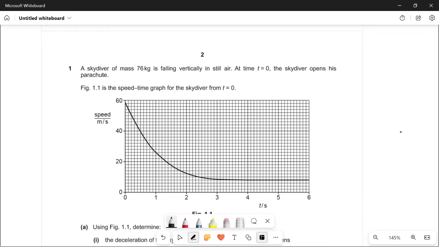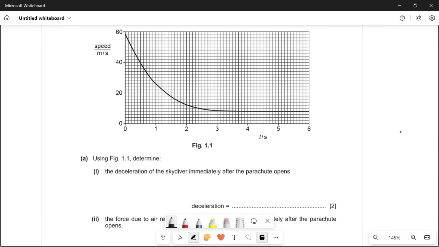A skydiver of mass 76 kg is falling vertically in still air. At time t equals 0, the skydiver opens his parachute. Figure 1.1 is the speed time graph for the skydiver from t equals 0. So we have the speed time graph, and the speed is going to be decreasing, and then after a while it's going to be constant speed. So if the graph is going down like this, that means the acceleration of the graph is increasing.